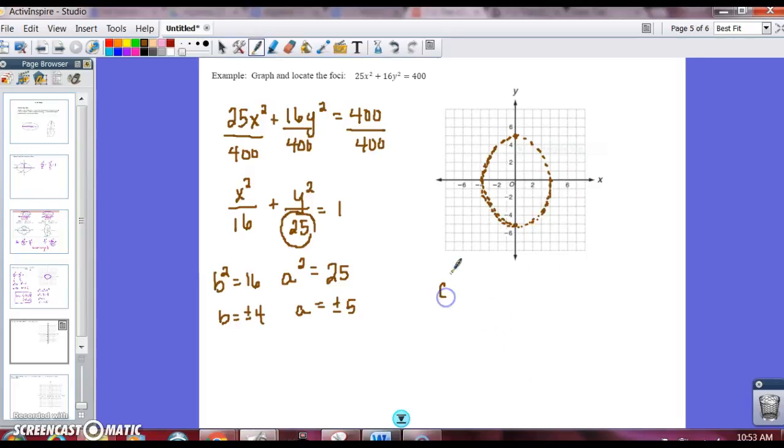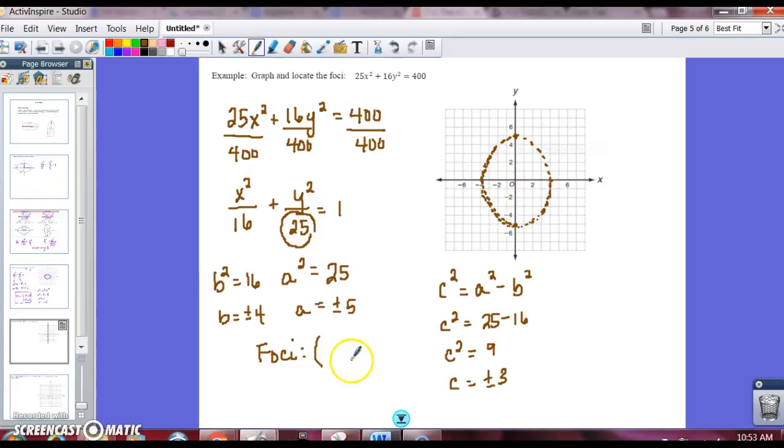Let's go ahead and find the foci. c squared is equal to a squared minus b squared. So c squared is going to be 25 minus 16. So c squared is 9. So c is going to be plus or minus 3. Remember for the foci, and I'm sorry I'm talking really fast, I'm just trying to get this all in one video for you, the foci, again, we have to put coordinates for. Now these are along the y-axis, so our first coordinate is 0, and then we have 3 and 0, -3.